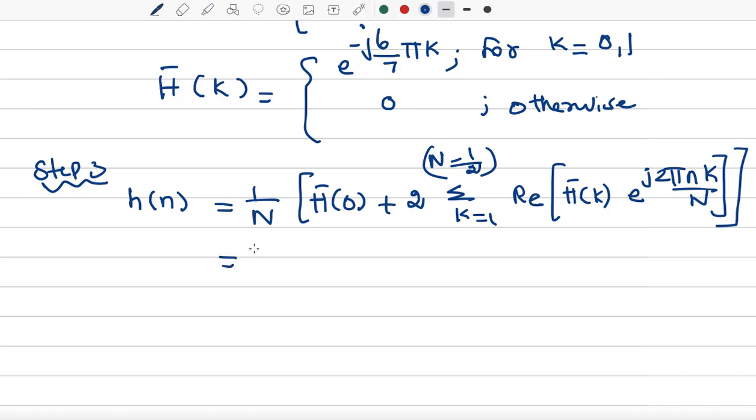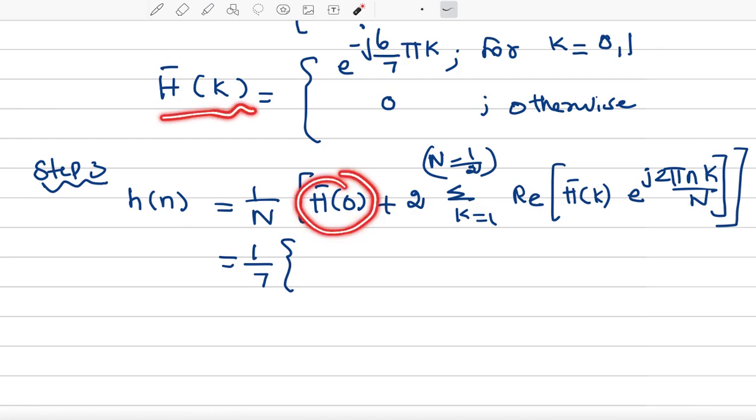So what is 1 by N? That is 1 by 7, since N equal to 7. So what is H gap of 0? This is nothing but H gap of k for k equal to 0. For designing this low pass filter, we are having a frequency response for k equal to 0. That is H gap of k. Okay, so what is H gap of k?